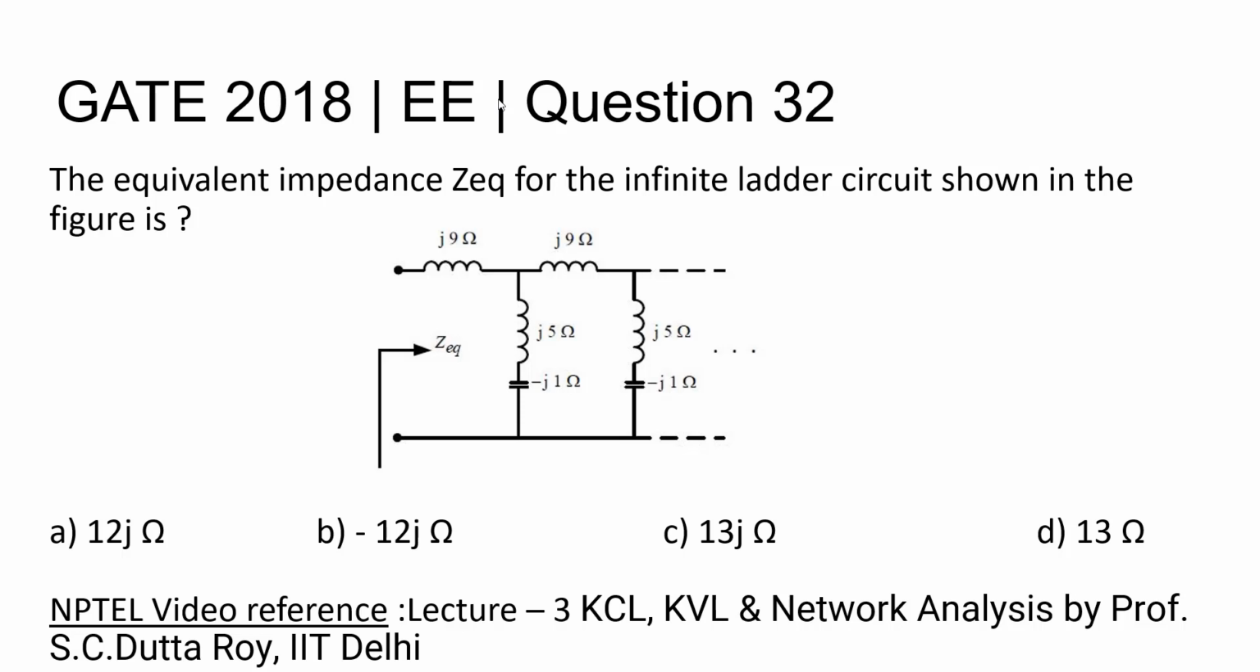Question 42, Electrical and Electronics Engineering, GATE 2018. The equivalent impedance ZEQ for the infinite ladder circuit shown in the figure is dash. We have 4 options given to us.